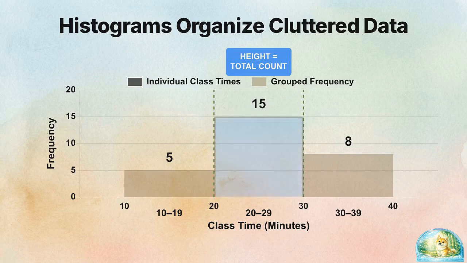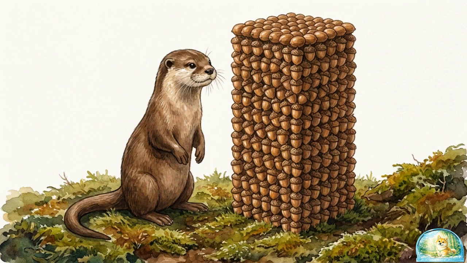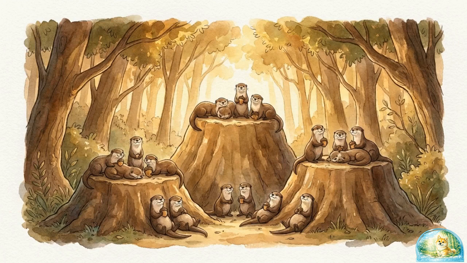Look at the bar sitting over the 20 to 29 interval. What does the height of this shape actually tell us? The height shows exactly how many observations fall into that specific group. Histograms organize large sets of numerical data, so you can see the frequency and overall shape of the entire group.